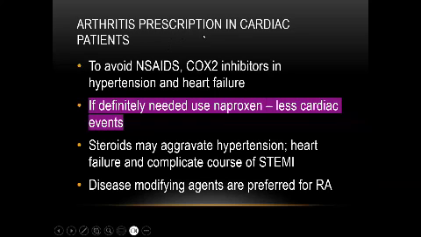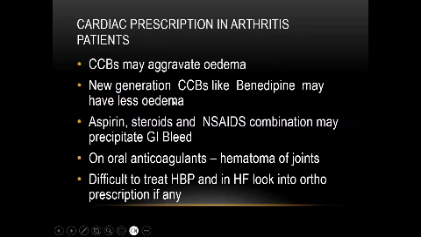So, arthritis prescription in a cardiac patient. Now the patient is on cardiac drugs and has arthritis. We have told you to avoid NSAIDs and COX-2 inhibitors, and if definitely indicated, use naproxen, and we told you about steroids and also what drugs to use for rheumatoid arthritis. Once again, the CCBs can aggravate edema. New generation CCBs like benidipine may cause less edema, and the aspirin and steroid NSAID combination may produce GI bleed. So this is the cardiac prescription in a patient with arthritis.